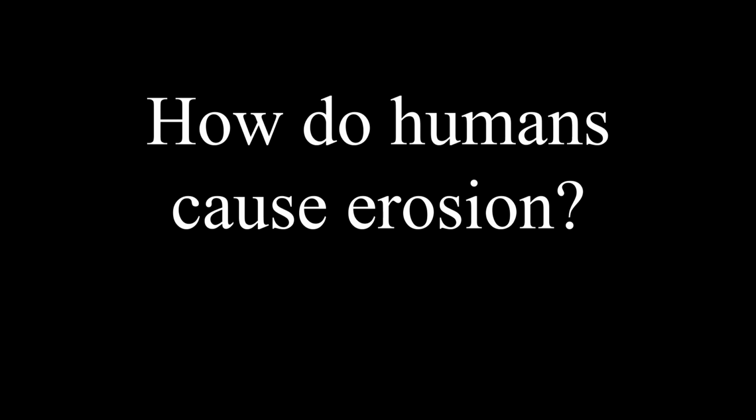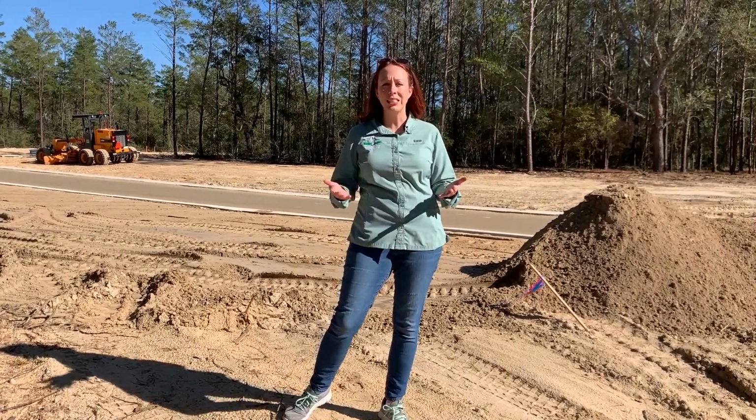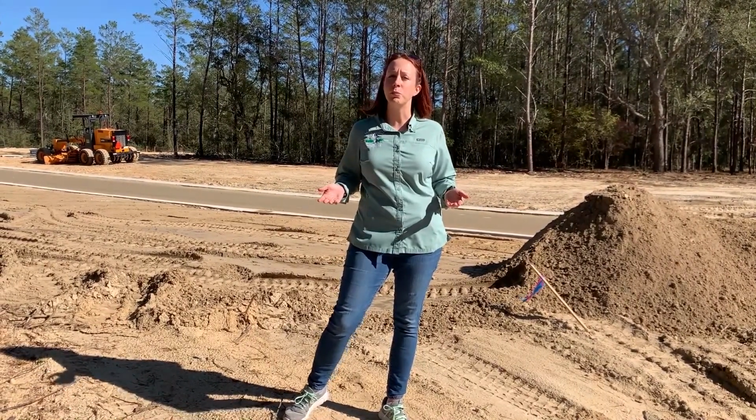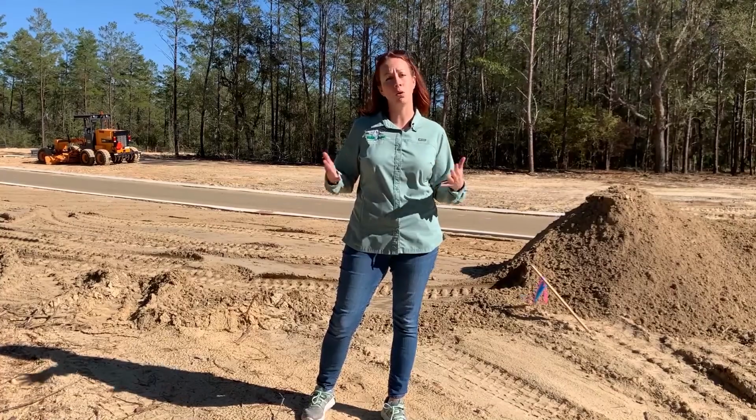Humans can also cause erosion. How do you think this happens? Pause the video now to discuss. One example is through construction. Construction sites are usually cleared of vegetation, which leads to loose soil that can pollute our water. It also makes the land less stable and more likely to erode.